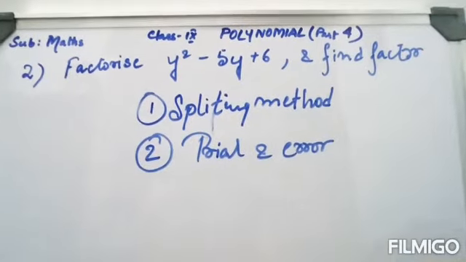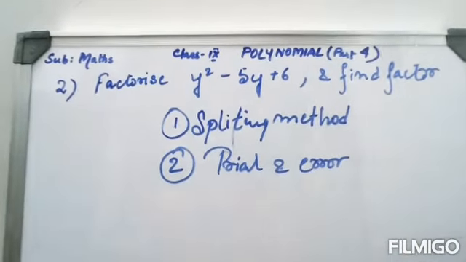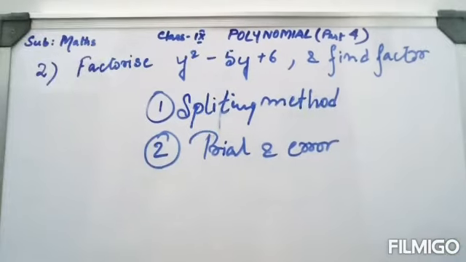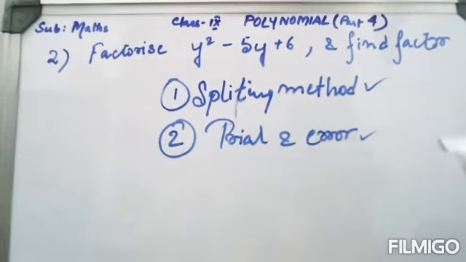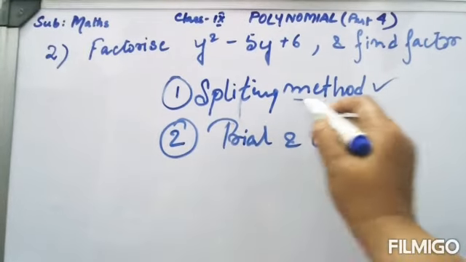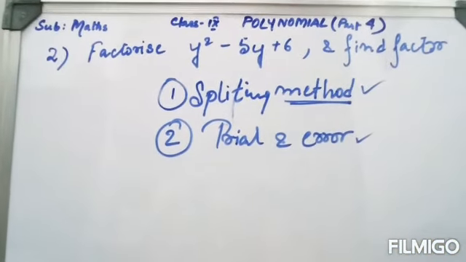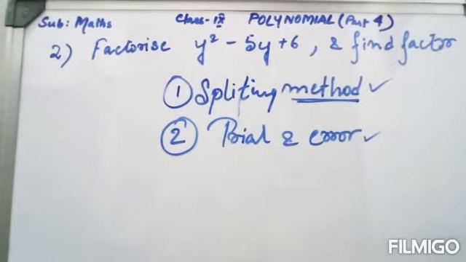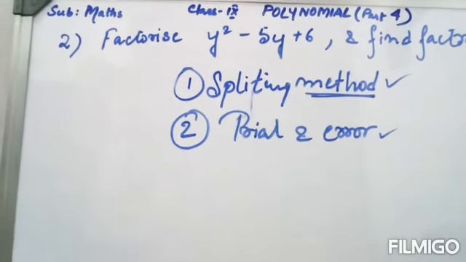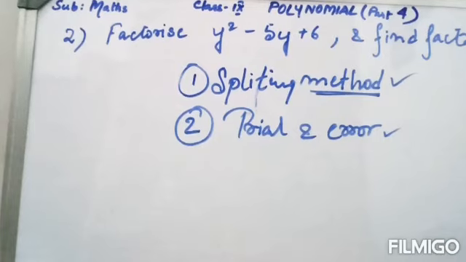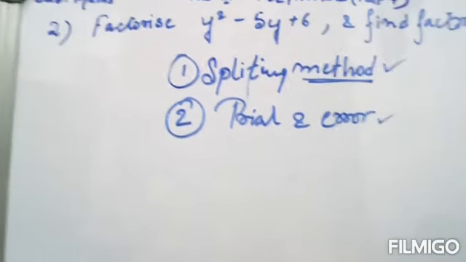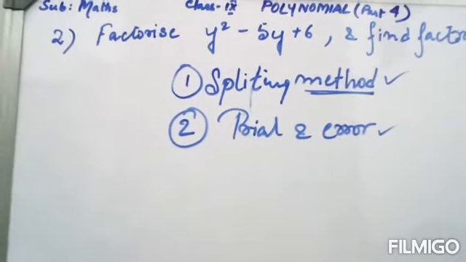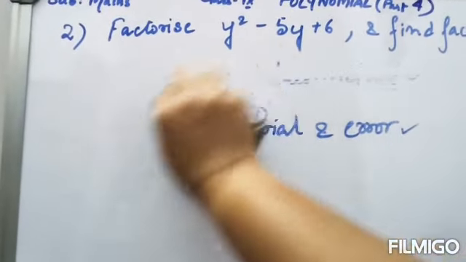The question is to factorize this one and find the factors. There are two methods by which we can do it: the splitting method and the trial and error method. The splitting method you have already learnt in your lower classes. It is known as the middle term factor. So let's see what the splitting method is.